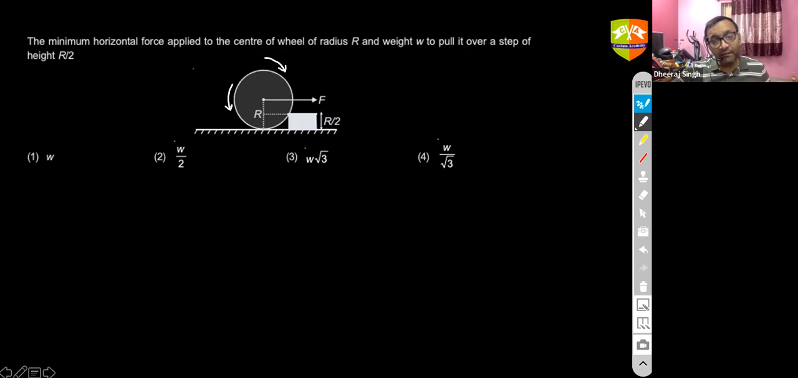And when it is about to pull over, which force will become zero? Normal force will become zero. So these are the conditions. If this condition is not clear to you, you will not be able to solve such questions. Fine.